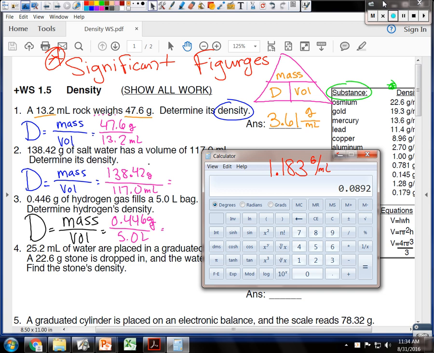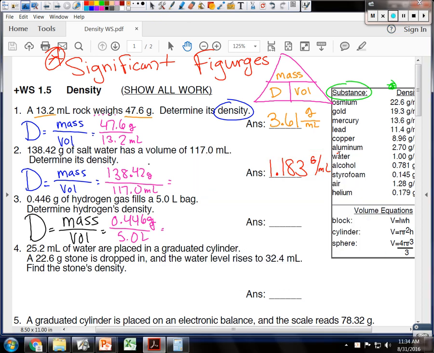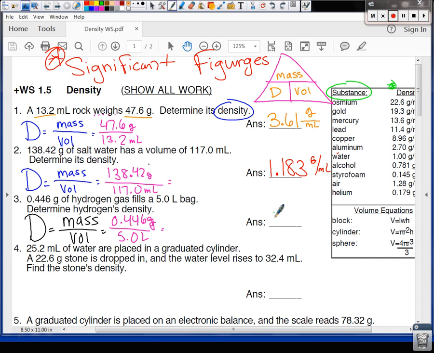Okay. Again, I don't expect you to know this yet, but here's the correct answer in the correct number of significant figures. It is 0.089. And again, I don't expect you to have this perfected yet. So before I go any further, I do want to go back and show you something.